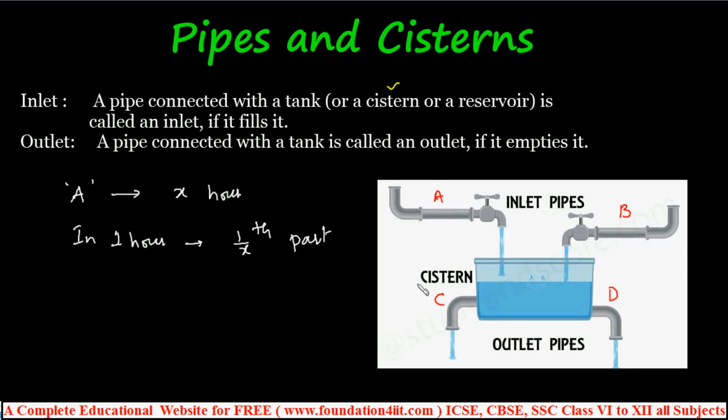Similarly for emptying. For example, a pipe can empty a tank in Y hours. So C empties in Y hours. In 1 hour, it can empty 1 by Y part of the tank. Same, just the reciprocal. For example, if tap B can fill this in 50 minutes, then in 1 minute it can fill 1 by 50th part of this. Based on these things also we'll see.